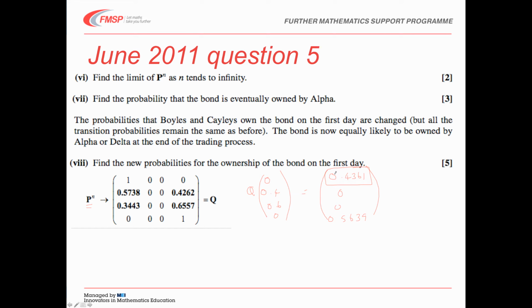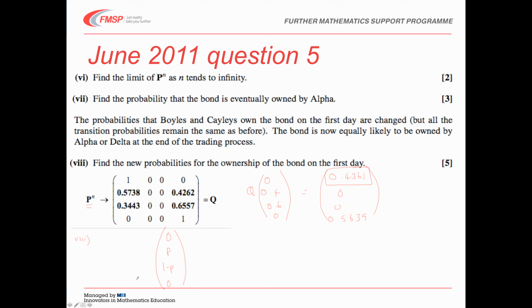And then the last bit, again, as I said before, this last bit tends to do something different. So the probability that Boyles and Cayley own the bond on the first day are changed, but all the other transition probabilities remain the same. So that means this initial state is changed. We don't know what this initial state is, so we put P, and there's two things we can put. We could put this as Q, a different probability, or we could just put this as 1 minus P, because we know the probabilities have to add up to 1. And that's our initial state.